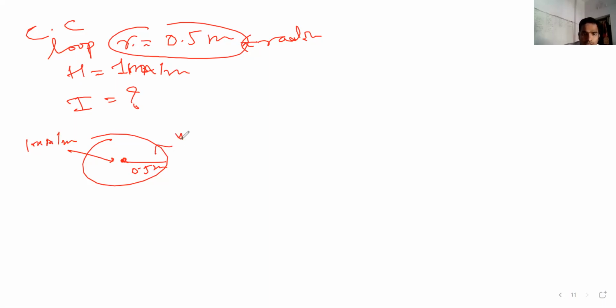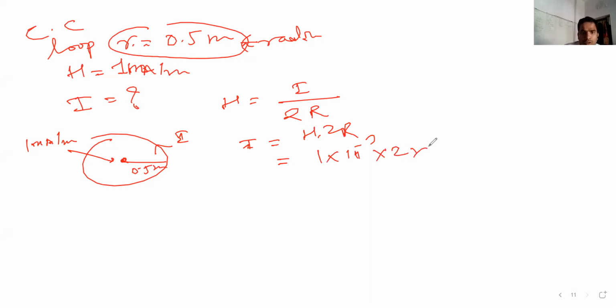And what is the current? Simply, we know H is I by 2r, right? So I will be H into 2r. That will be 1 into 10 to the power minus 3, into 2 into r, which is 0.5. So it will be 1 milliampere, right? This is how we solve.